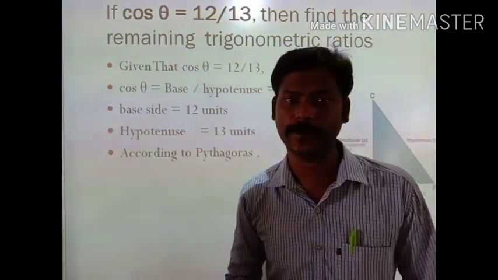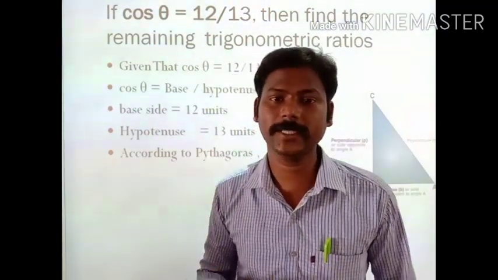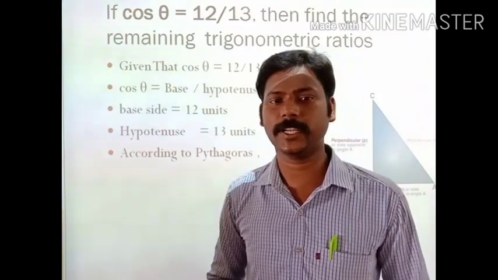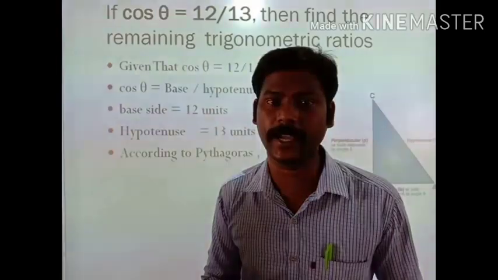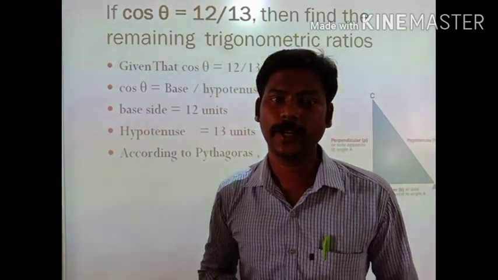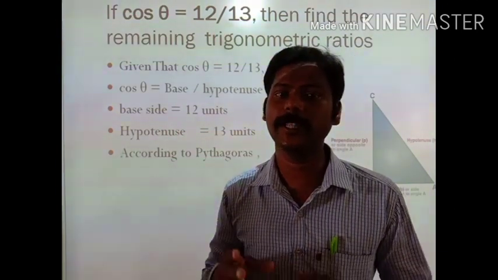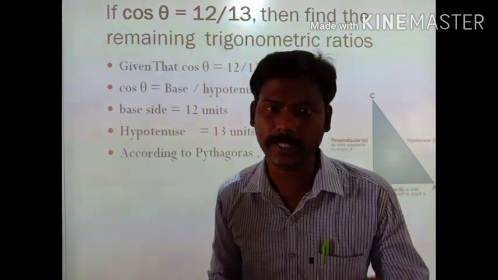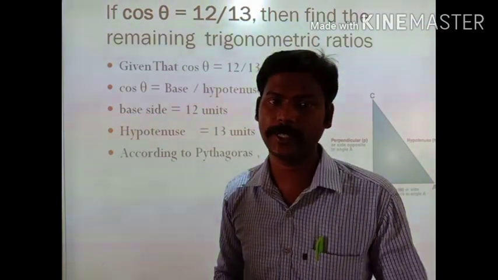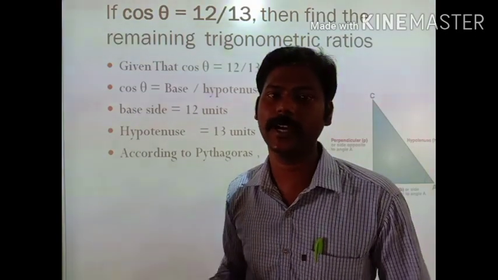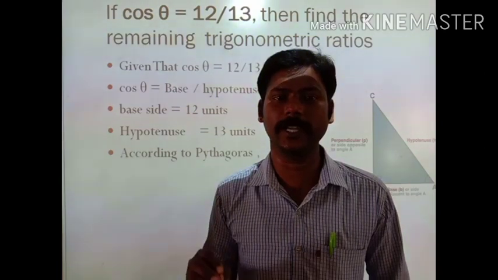Remember the steps I already told you. Once again, recall the steps. First one, what is given in the problem? Next, what is the definition of the trigonometric ratio? Third, identify the given values on the rough diagram. Fourth, by using the rough diagram, find the unknown quantity. Fifth, by using all these 3 quantities, that is, opposite side, adjacent side, and hypotenuse, we can solve the remaining trigonometric ratios. Please remember these points in your mind.